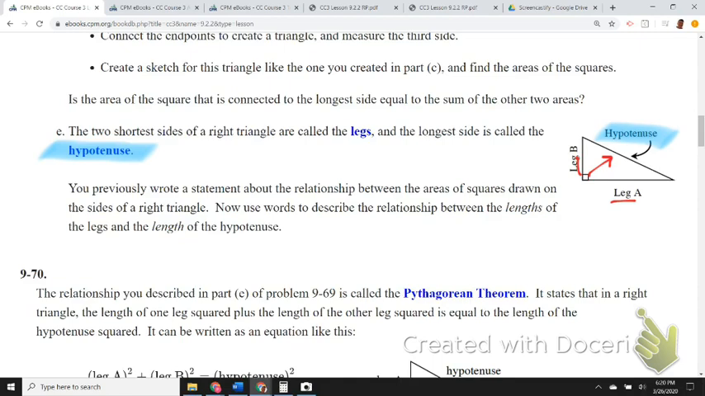Okay, let's move on to 9-70. Excuse me, let's go back. It says, now use words to describe the relationship between the lengths of the legs and the length of the hypotenuse. How would you describe that in words? So you want to take a minute to pause, think about that, maybe jot it down, come back. We'll see what you guys get.